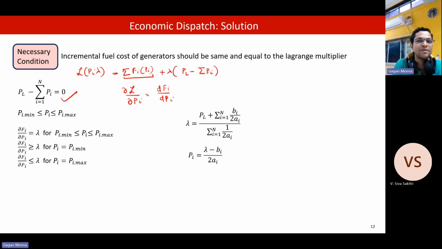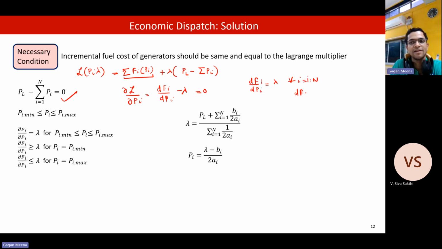Here it is the summation of Pi, so with respect to each Pi there will be one negative sign. So this will be dF by dP minus lambda, and this has to be 0. So for each generator, the incremental cost is equal to lambda, for i equal to 1 to n.